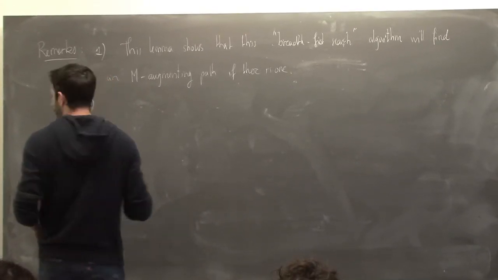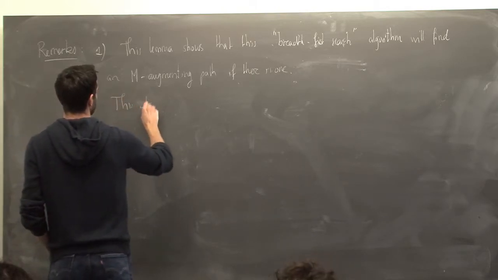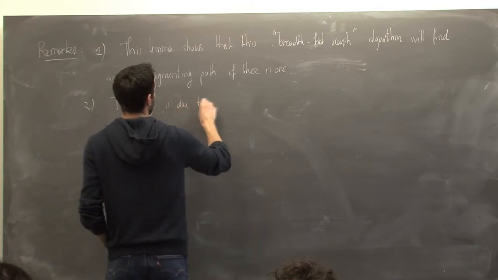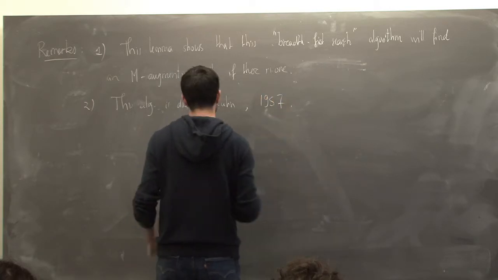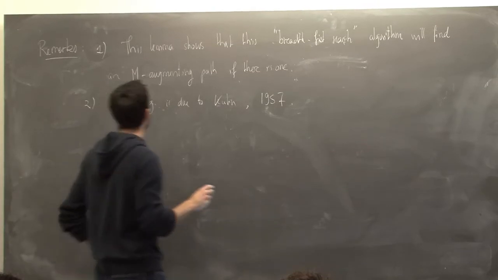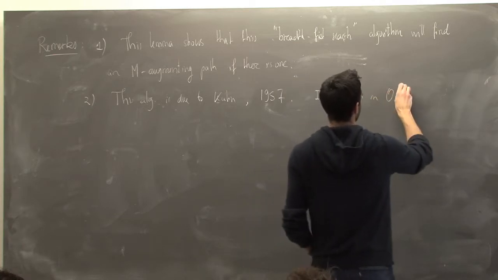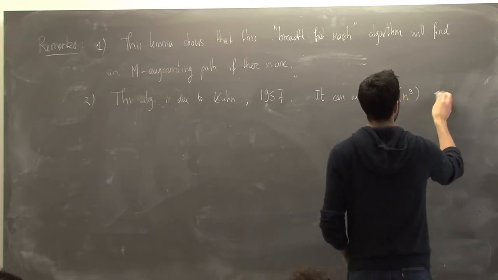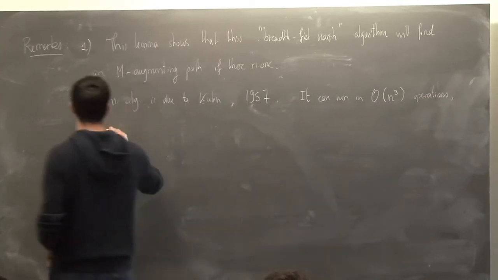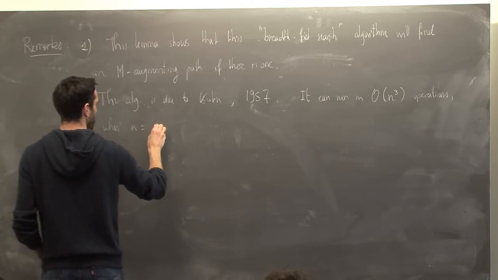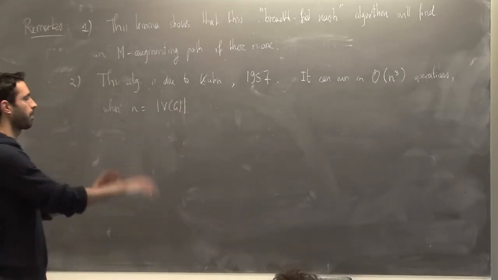And so the running time is, maybe just, this algorithm is due to Kuhn in 1957. And it can run in big O of n cube operations, with n the number of vertices of the graph. And I'm not saying this is a record. Most probably it can be quicker.